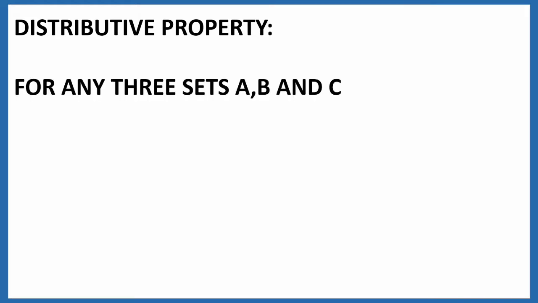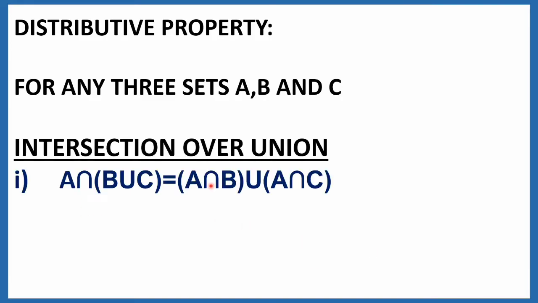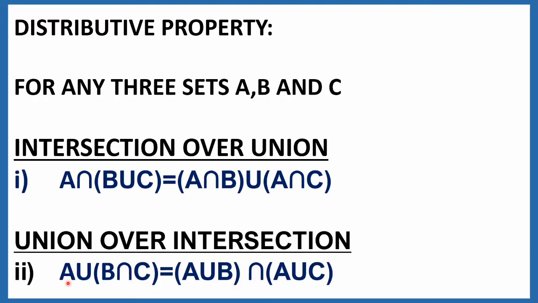Now see what the distributive property on sets is. If we take any three sets A, B and C, first property, intersection over union: A intersection B union C equals A intersection B union A intersection C. Second property, union over intersection: A union B intersection C equals A union B intersection A union C. Now we want to prove this property by using Venn diagram.